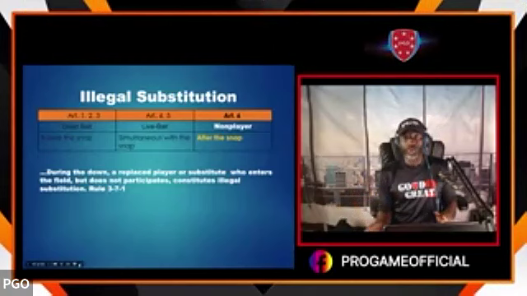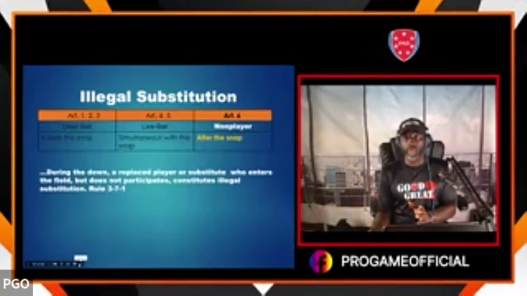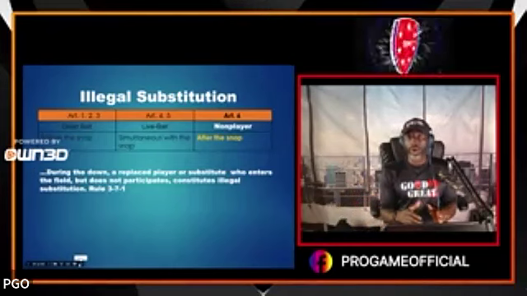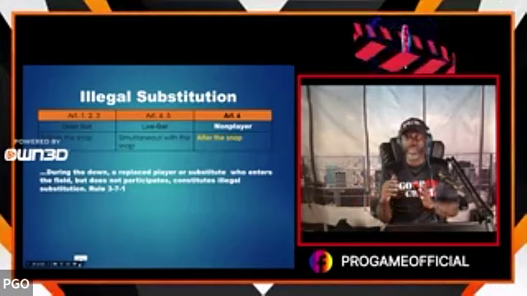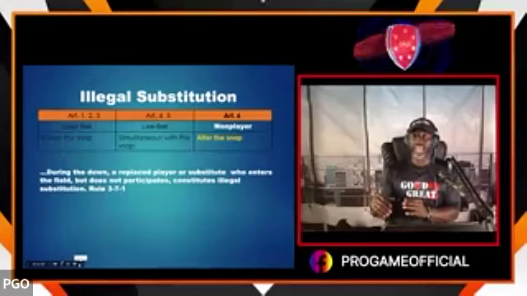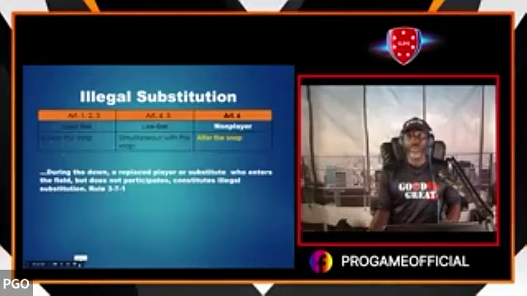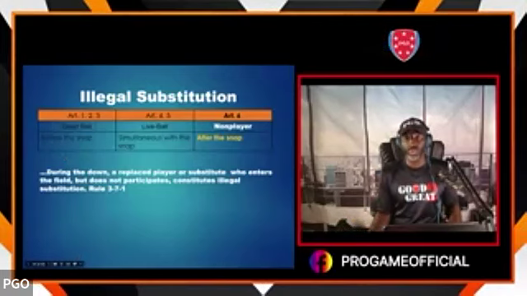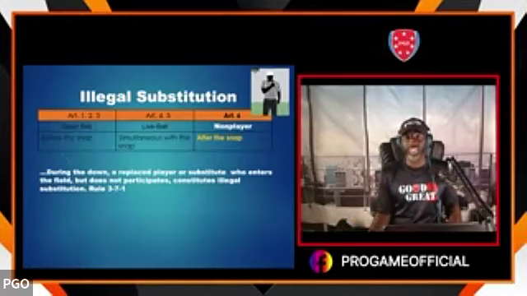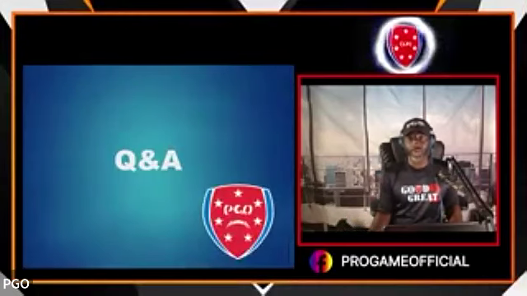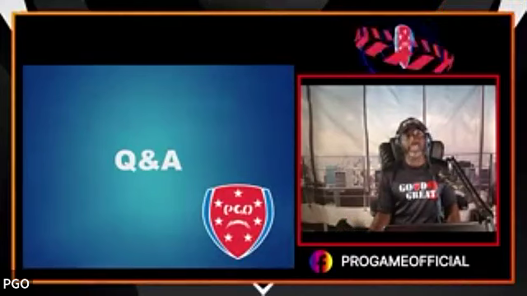Right? So out of the illegal substitutions, we have dead ball before the snap, live ball that happens at the snap, and then an illegal substitution that happens after the snap. Don't know if you ever knew about those three or how those three work, but yes, those are the three ways you do an illegal substitution. Right? So that is it.